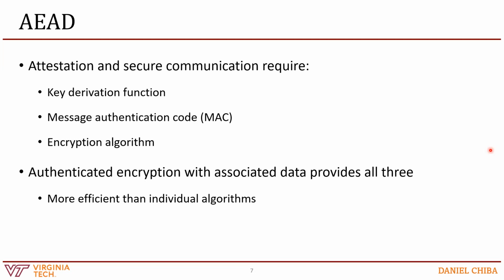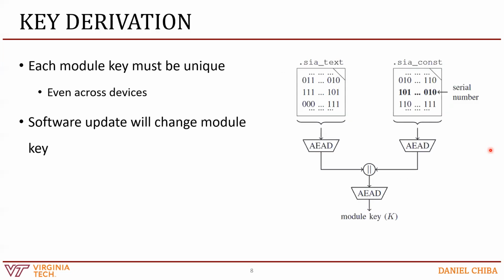Now, you can use individual algorithms and stitch them together for each of these three primitives. But there's a single primitive called authenticated encryption with associated data, or AEAD, which provides all three of them. Using an AEAD is more efficient than using the individual algorithms. Naturally, because these are resource-constrained devices that we're targeting, that efficiency matters a lot. So let's talk about how we use AEADs.